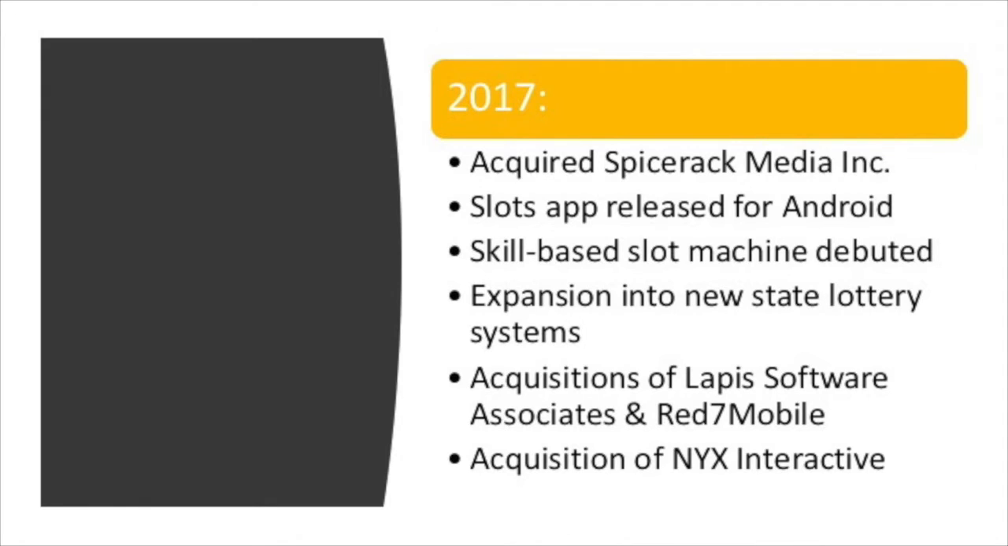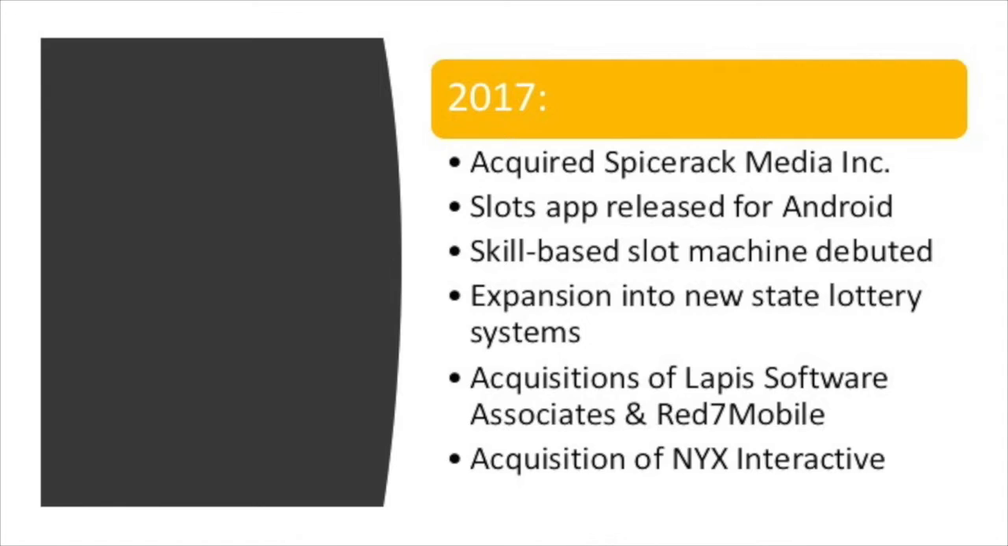2017 was a very busy year for the company. To give a brief overview of the year, they acquired Spice Rack Media Incorporated in April. A slots app was released for Android in May. The company's skill-based slot machine debuted in June. Throughout the year, the company was continuously expanding into new state lottery systems while providing systems and services. Then, within a 2-week span, Lapis Software Associates and Red 7 Mobile were acquired.